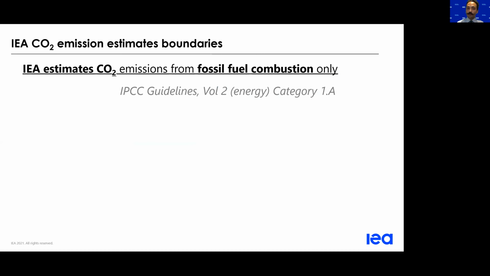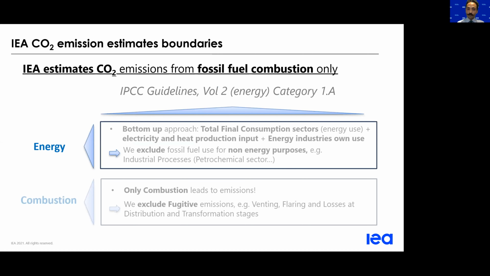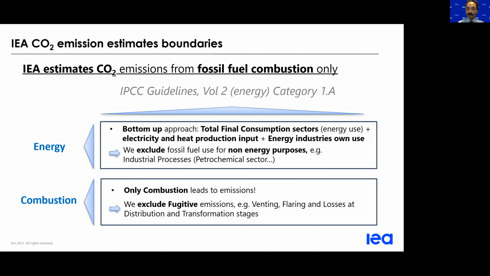So the boundaries of the IEA CO2 emission estimates can essentially be described by 2 words: energy and combustion. Again, the IEA includes the energy-related emissions only. There might be many hydrocarbons which are used for non-energy purposes, for example, as petrochemical feedstocks, solvents, and lubricants. And in many cases, the carbon included in the hydrocarbon might be oxidized and emit CO2. However, such emissions are excluded from the IEA estimates.